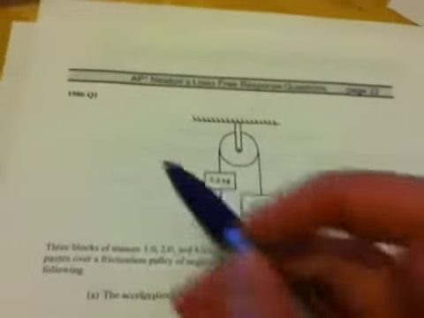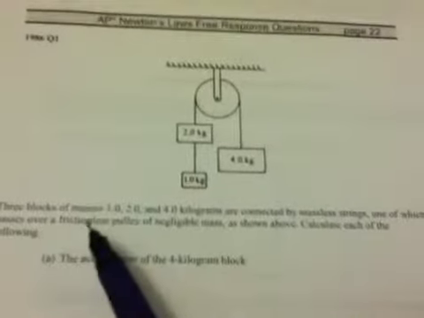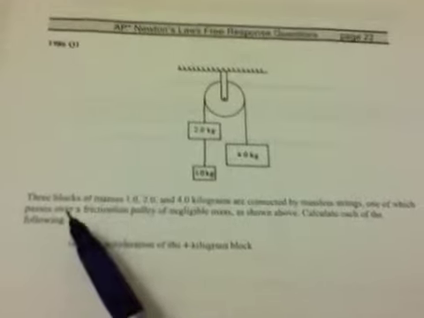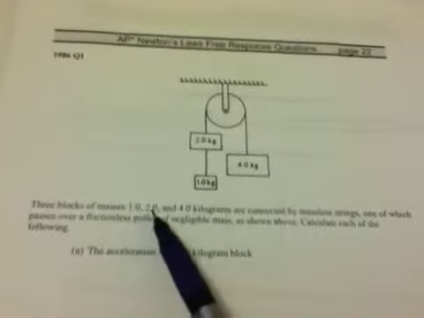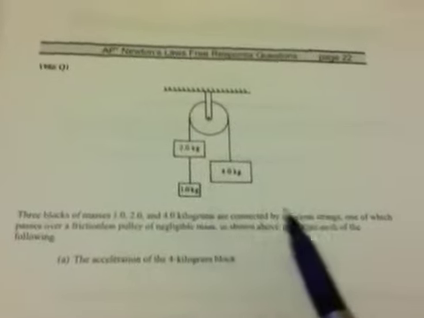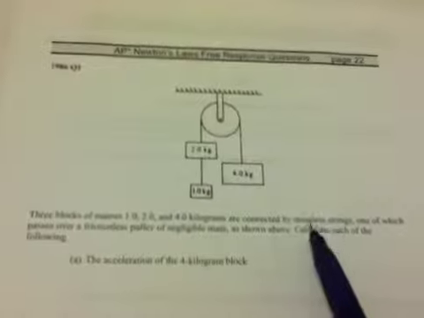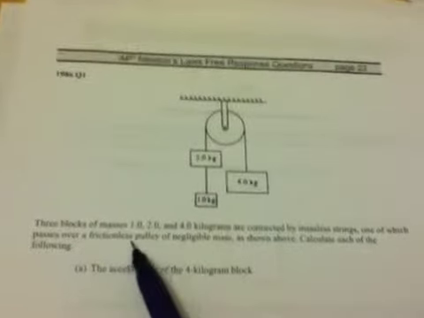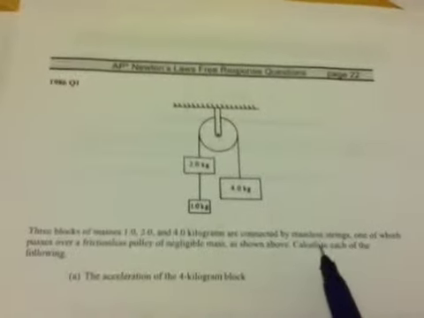Alright, so we see that this is question 1986, question 1. Even though we did this one in class, I'm still going to go ahead and go through this one again. So we've got 3 blocks of masses 1, 2, and 4 kilograms. They're connected by a massless string, which only happens in physics world, over a frictionless pulley, again, only in physics world, and calculate each of the following.